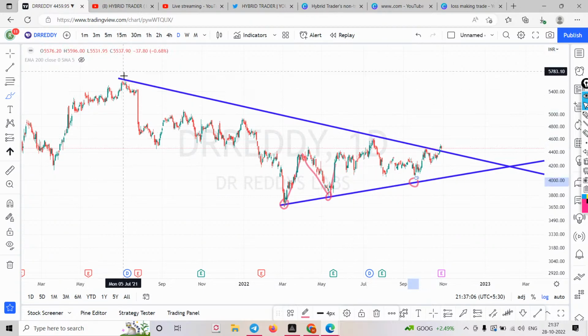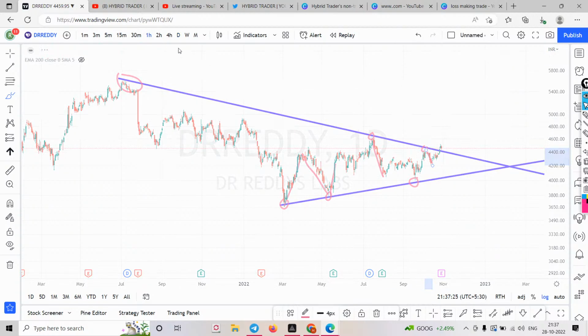3 supports we have. Resistance, multi-level resistance. The moment it took the resistance, it came down. Again, it took this resistance, it came down. Now it took the resistance, it came down. So now it has given a breakout. Now Dr. Reddy's has given a breakout of this. What is this? This blue line, this resistance.